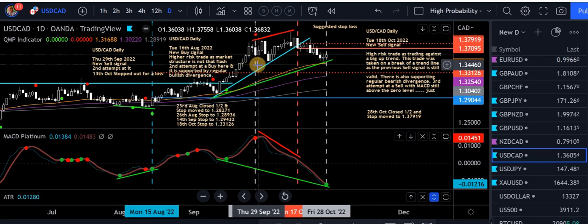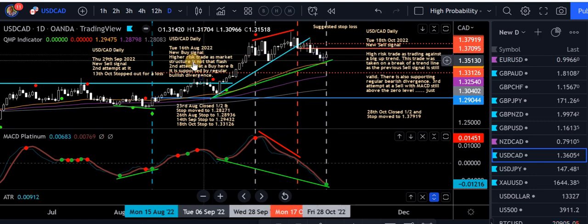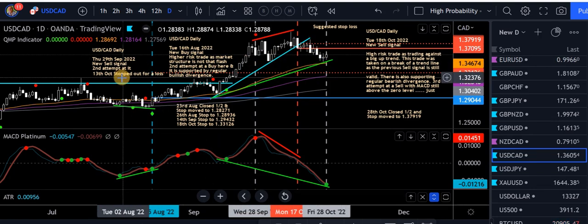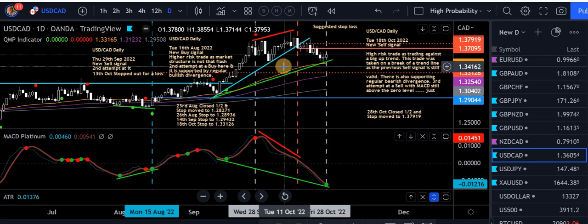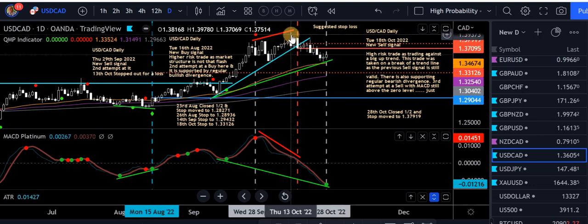Right, we took a sell in here. It's relevant because we're in a sell now. So that's the 29th of September. Stopped out for a loss on the 13th of October. So let's have a look. Yeah, spiked up. Look at that. That was another one that just got me by a pip or two, like the New Zealand CAD. The USD CAD got me the same, just by a couple of pips on that stop.